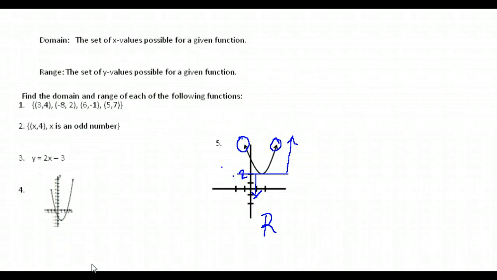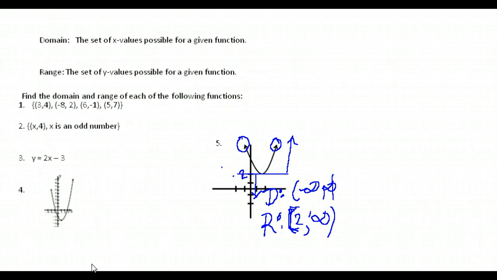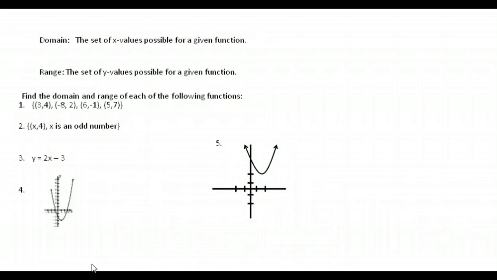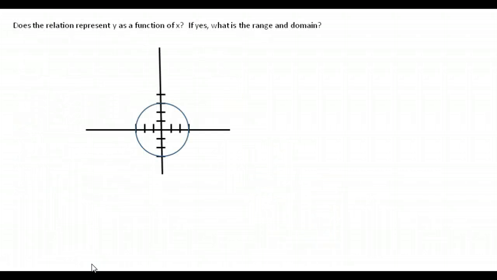Okay, so our range is starting at 2 and including it, and goes forever or to infinity. Okay, I know this is tough at first, but hopefully you'll get the hang of it. You're also welcome to ask questions. It's hard to ask questions when you're not right here, but send me an email or call me. Okay, so for this one, our domain was all real numbers or negative infinity to infinity. The range was from 2 to infinity.